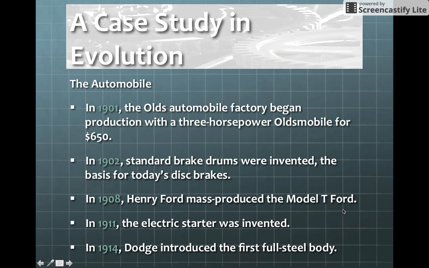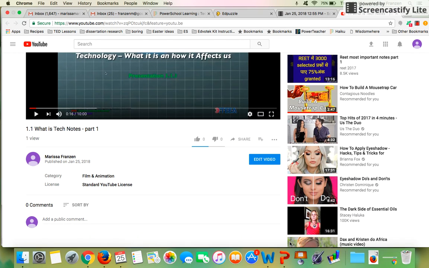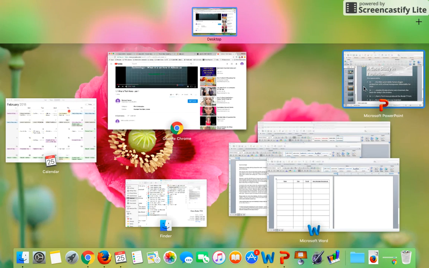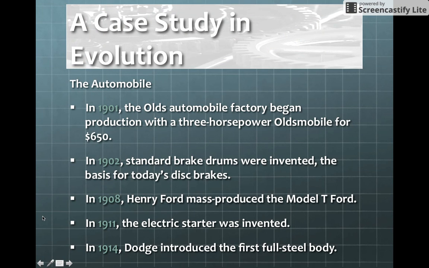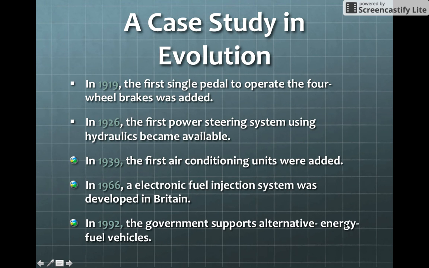1908, Henry Ford mass-produced the Model T. In 1911, the electric starter was invented, so we're going bit by bit to make our car what we know it is today. 1914, Dodge introduced the first steel body, and you can see it continues on.